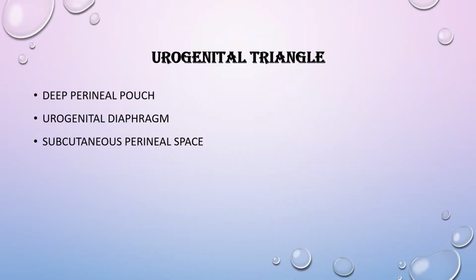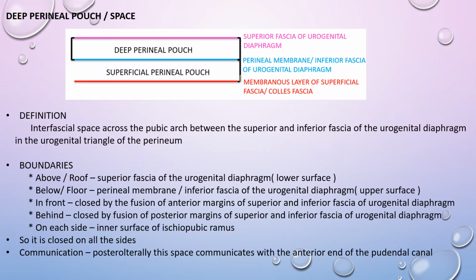In this presentation, we are going to see the following topics of the urogenital triangle. They are deep perineal pouch, boundaries and contents, urogenital diaphragm, and subcutaneous perineal space. Coming to the next space in the urogenital triangle, that is the deep perineal pouch or space.